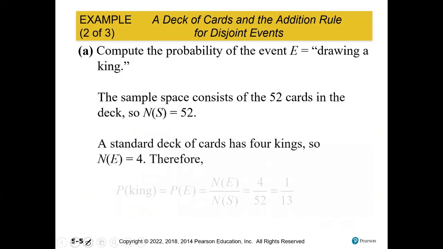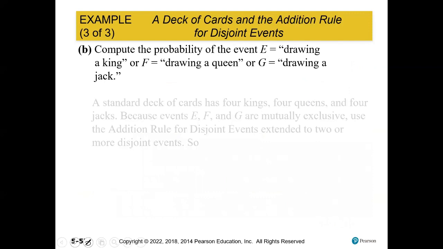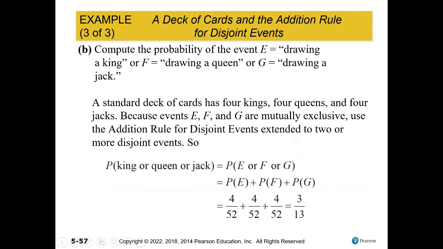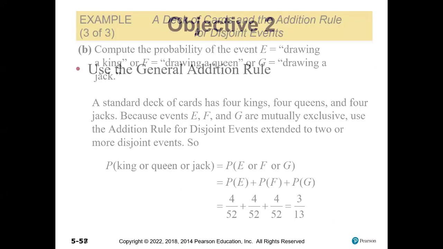So all of the work, again, will be on its corresponding slide here. That is the addition rule for disjoint events.